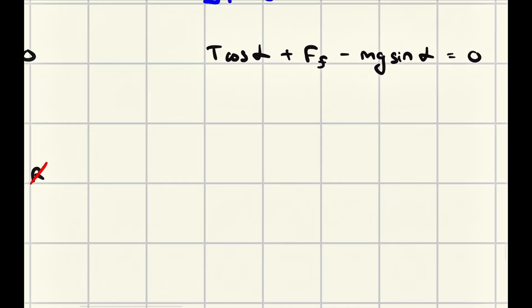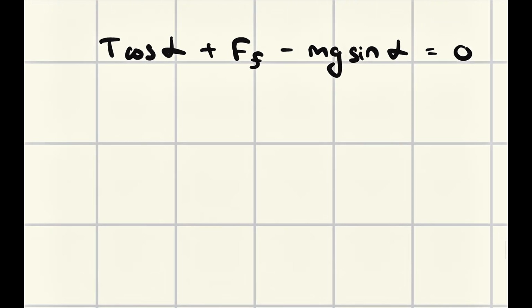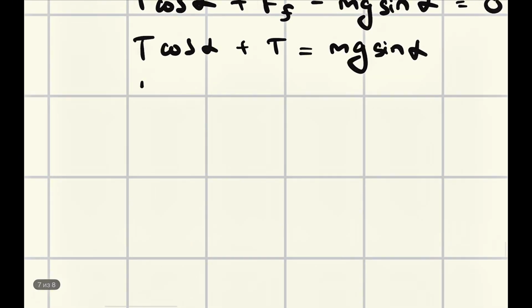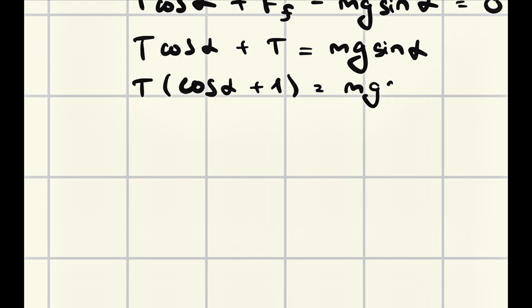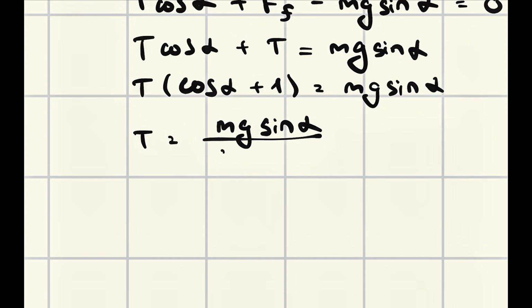And what we can see here, that we know that our friction force equals our tension force. I can just write it like this: T cosine alpha plus tension force minus mg. I can just move this mg to the outside. It becomes just mg sine alpha positive. And I can take T as a common factor. It becomes T times cosine alpha plus 1 equals mg sine alpha. And if I just take this thing and move it here, it will become just T equals mg sine alpha divided by cosine alpha plus 1. Okay, this is our answer, and this is the correct answer.